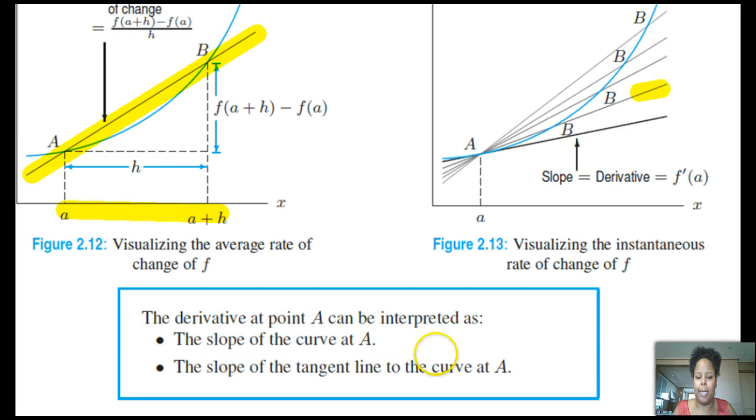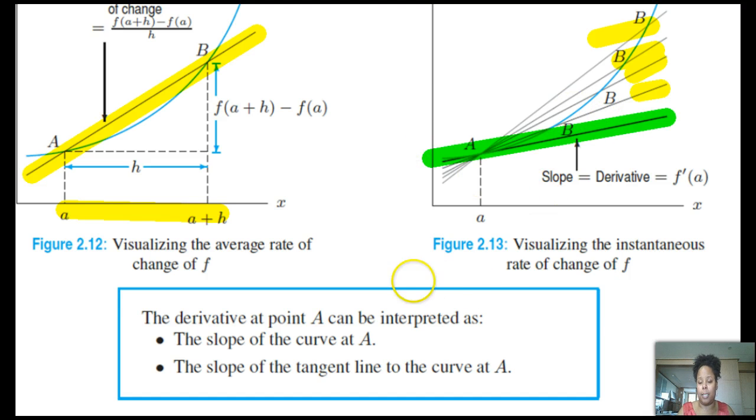So any way you look at it, the derivative at a point can be interpreted as the slope of the tangent line to the curve, because as we move the difference between a and a plus h smaller and smaller and smaller, you no longer have a secant line. As we saw, these were secant lines. You end up having a tangent line, because that's ideal in this situation. And so we can represent the derivative at a point a as the slope of the tangent line to the curve at a, or the limit of the slopes of the secant lines at a, or the slope of the curve at a.